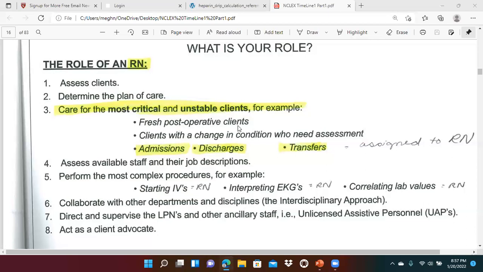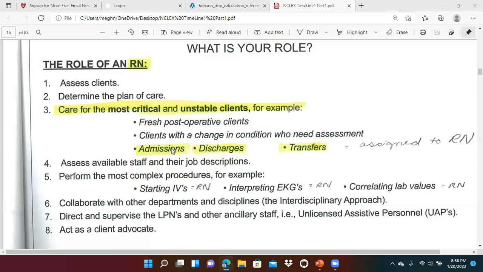After a surgical operation, you are the person who goes for the assessment, and also for a client with a change in condition who needs assessment. Imagine a patient whose vital signs are fluctuating, not stable. We need to assess, and the RN is supposed to do this.